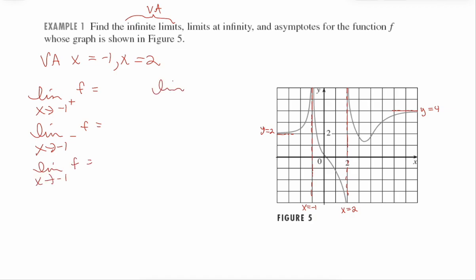We're going to do the limit as x approaches 2 from the right, 2 from the left, and at 2. So a limit surrounding a vertical asymptote will always have an answer of positive infinity, negative infinity, or does not exist. As we approach our vertical asymptotes, we are going to get answers of negative infinity, positive infinity, or does not exist. Okay, so let's look as we approach -1 from the right.